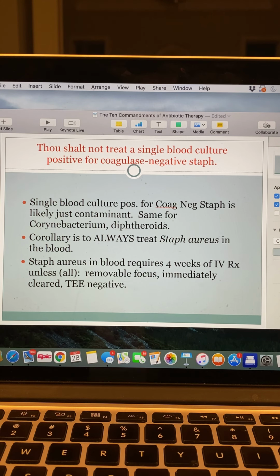Now, if you have multiple positive blood cultures for coag-negative staph, that's a different story. Coag-negative staph is usually not a pathogen if you don't have any prosthesis. Patients with ICDs, pacemakers, or prosthetic joints or prosthetic heart valves, coag-negative staph could be a significant organism, but otherwise it's a contaminant. However, please remember that I'm talking about coag-negative staph. Coag-positive staph, on the other hand, is a totally different story. Coag-positive staph, or Staph aureus, is the most common cause of native valve endocarditis. So coag-positive staph should never be considered a contaminant.